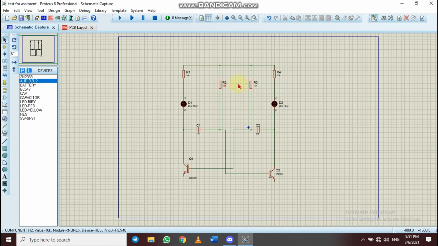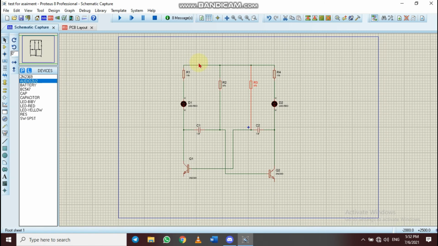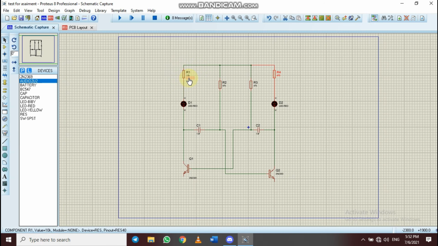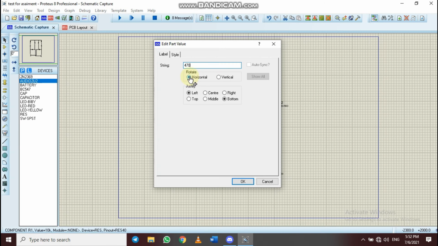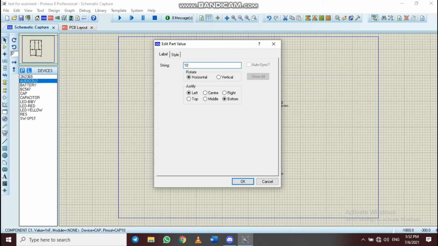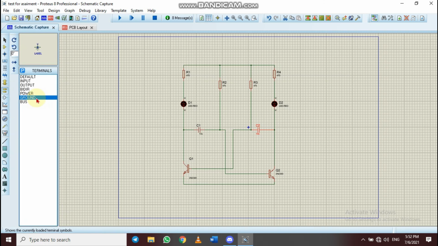Okay, we set two resistors in the middle. 470 outside, and for the capacitor the same value, and ground.